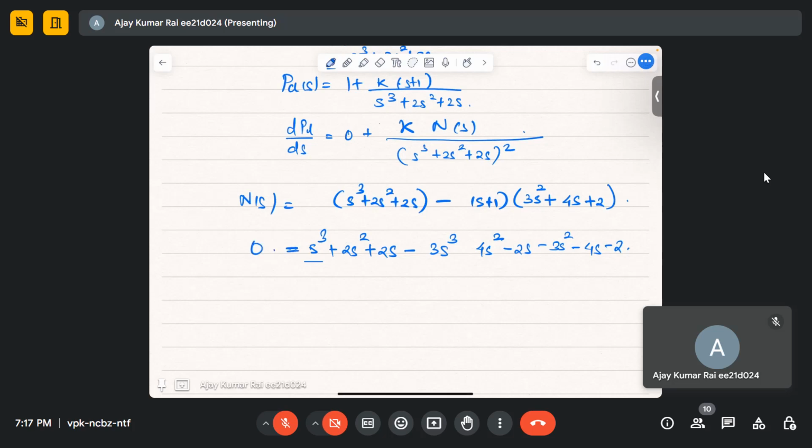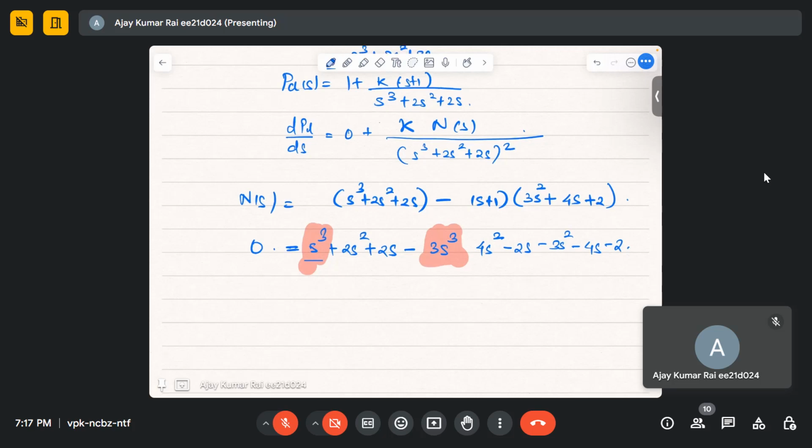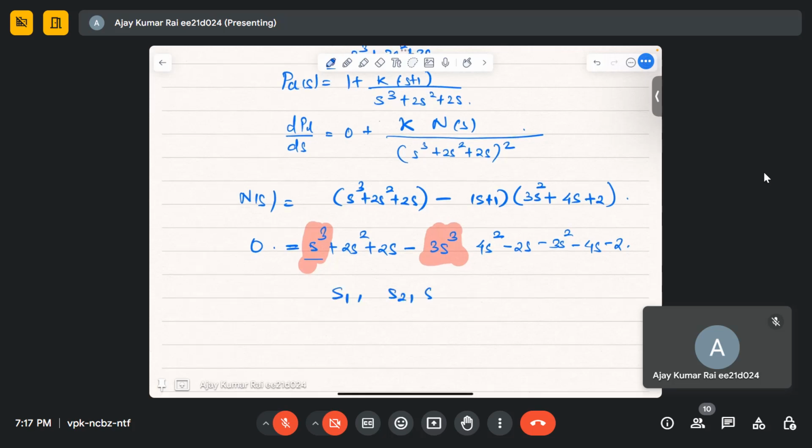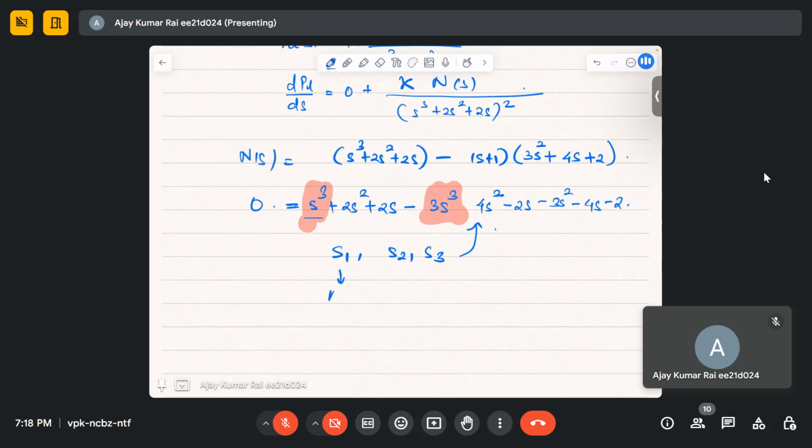It will be equal to 0. Okay, so if you take the largest degree term s cube, it will have 3 roots, s1, s2 and s3. If you solve this, you'll have 3 roots, and we have to find out the value of k for each root: k1, k2 and k3.